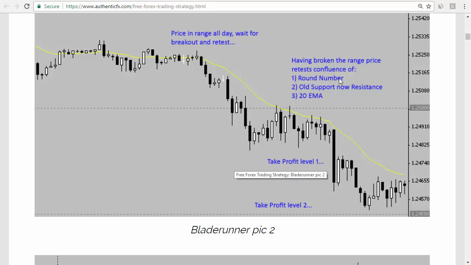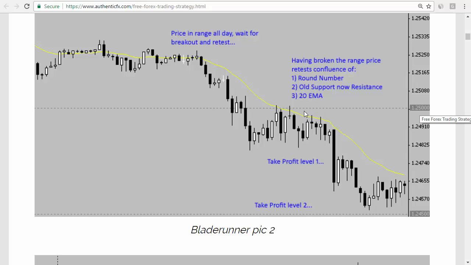This one also looks for round numbers, confluence, so we have to figure out whether or not we actually want to use that. So you can see here that round number there of 1.25000, and also old support, now resistance. Okay, right, so it's looking at that as well.